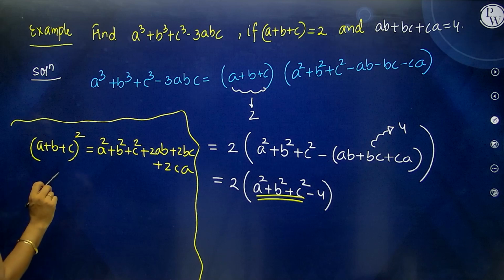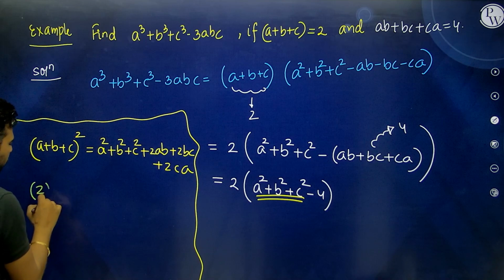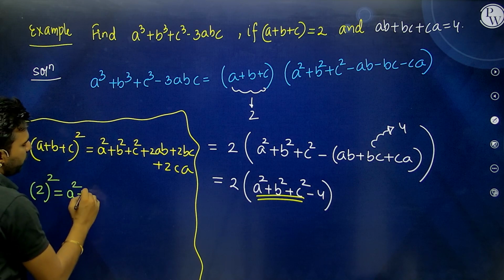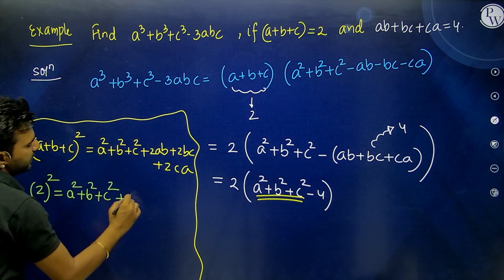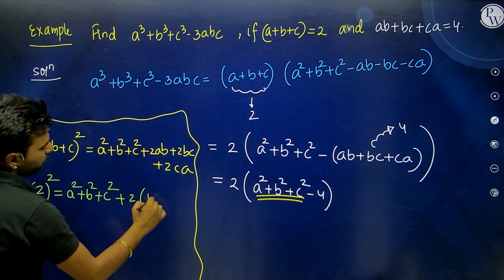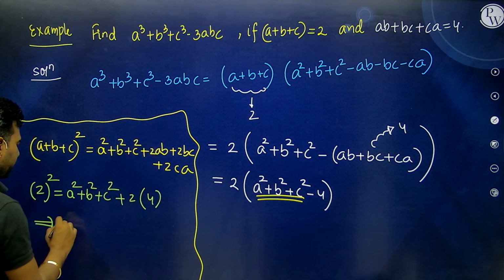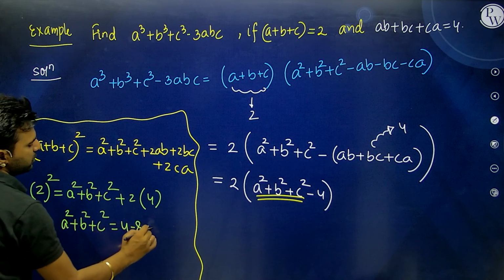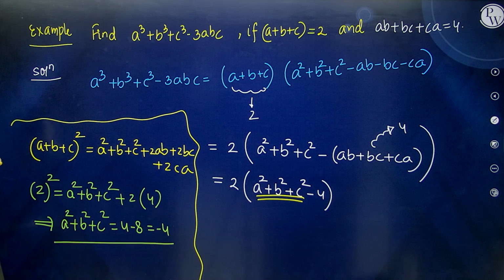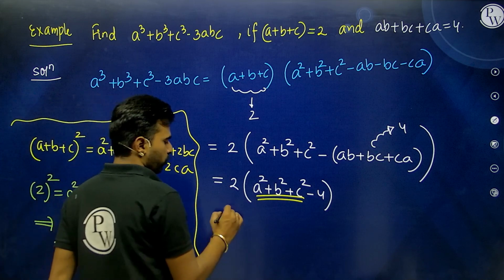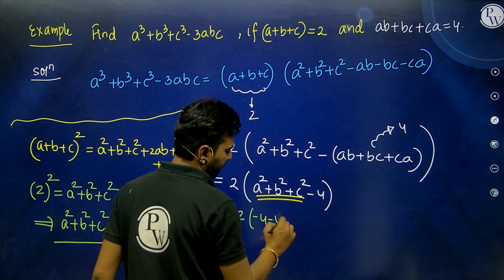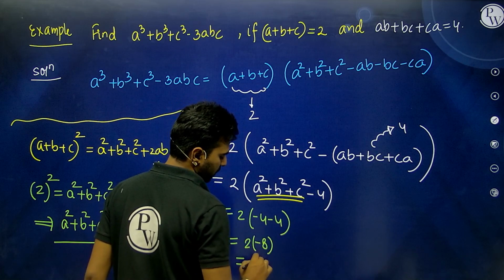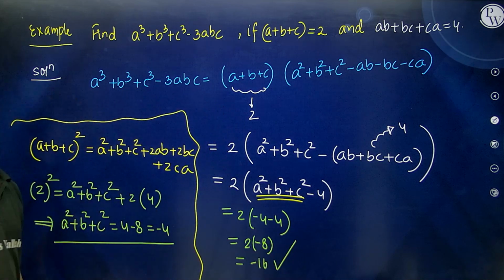Yes, definitely we can. Because a plus b plus c whole square will become 2 to the power 2. Okay. a square plus b square plus c square is what we want. I said fine. Okay. And then 2 times of this value is what we already know. Putting it over here, from here we can definitely see that a square plus b square plus c square is going to be 4 minus 8. That is equal to minus 4. Yes or no? Putting this value minus 4 over here, what we are going to get is nothing but 2 times of minus 8, that is equal to minus 16. And our question is solved.